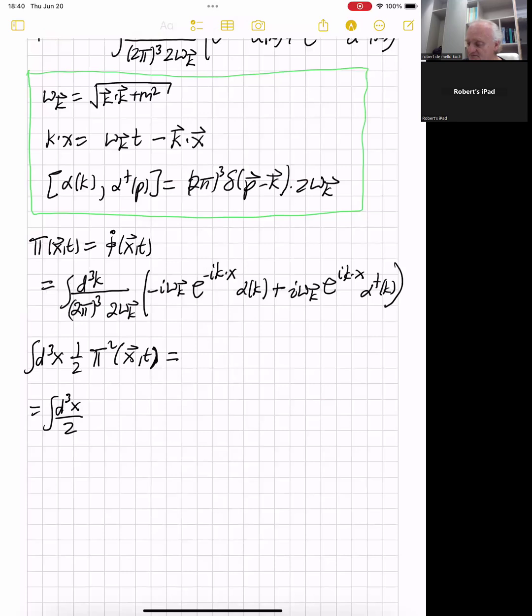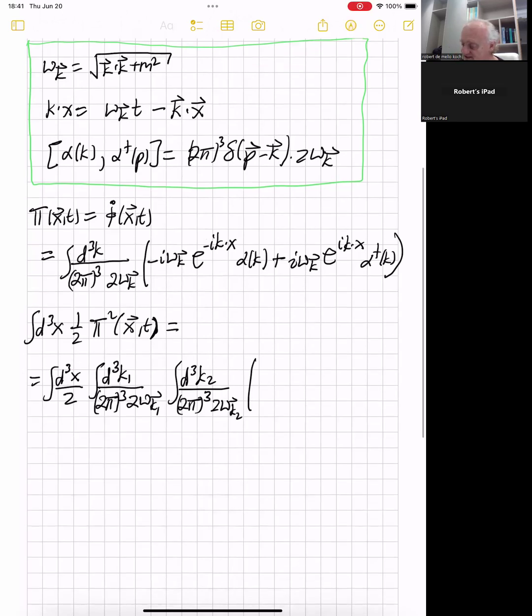And then π times π means we have to take this quantity with the integral d³k and all the rest multiplied by itself. So let's call the momentum that we're integrating over for the first π, k1. So we'll have an integral d³k1 over (2π)³ 2ω_k1. And then we'll call the second momentum k2. So we'll have an integral d³k2 over (2π)³ 2ω_k2.